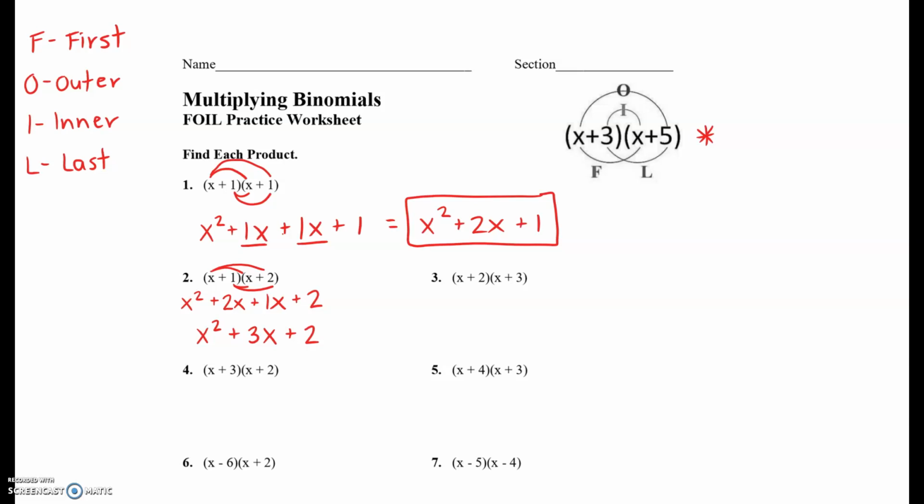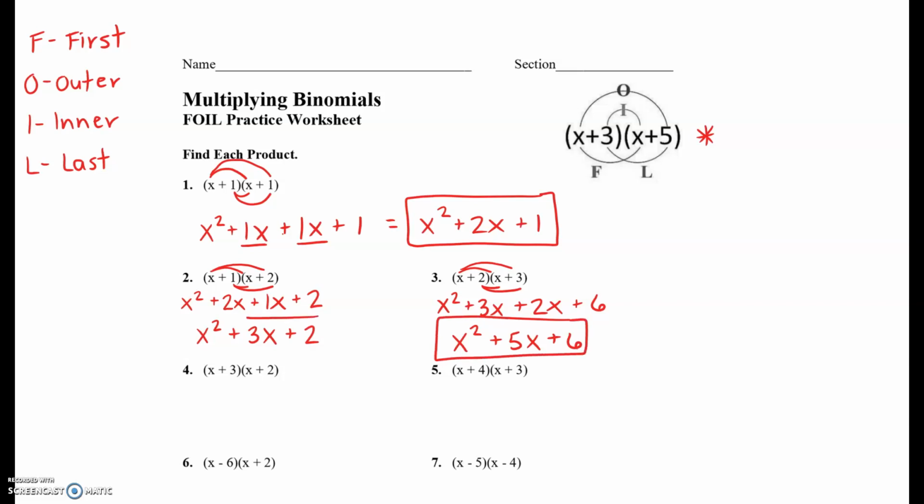For number 3, same idea. You have x times x, which is x squared. Then the outer terms, x times 3 is 3x. Multiply your inner terms and your last terms. 2 times x is 2x. 2 times 3 is 6. Combine your like terms in the middle, and you will get 5x, and keep your plus 6 at the end.